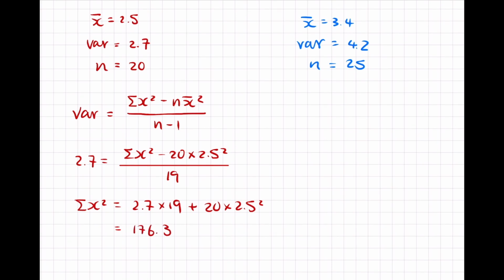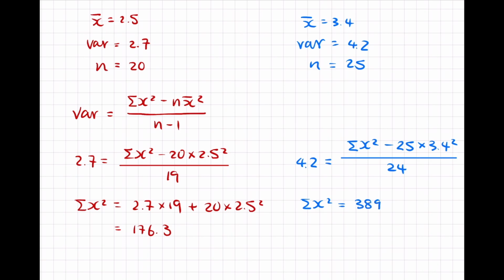Similarly, we can use the same method to work out sum of x squared for the second set of data. The variance is 4.2 equals sum of x squared take away n, which is 25, times 3.4 squared, over 25 subtract 1, which is 24. Therefore, sum of x squared for the second set of data is 389.8.